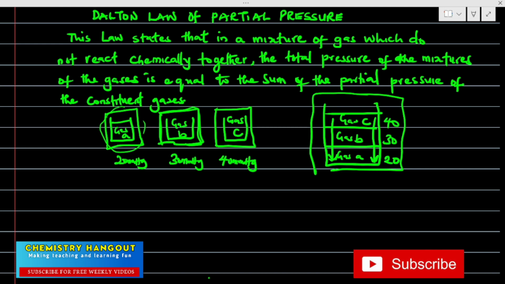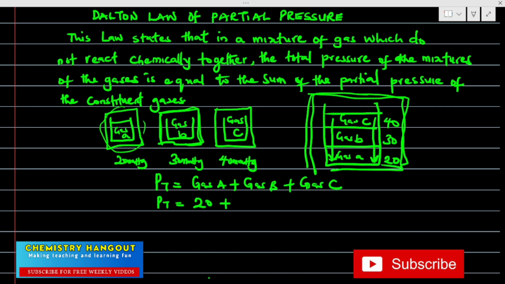So the law is saying that the total pressure I will have in this big container will be the sum of the partial pressures of these gases. You understand that now? So if I want to have my total pressure, which is PT, it will be the partial pressure of gas A plus the pressure of gas B plus gas C. Can you see that now? So the total pressure in that cylinder is 20 millimeter mercury plus 30 millimeter mercury plus 40 millimeter mercury, and that gives me 90 millimeter mercury.